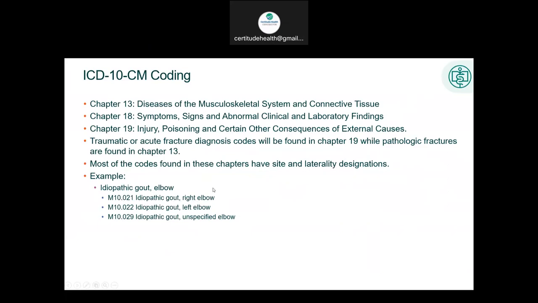So it was specified that it was a right. This next code, M10.022, is gout of the left elbow. And then M10.029 is gout unspecified elbow. So that means you only use unspecified if it mentions no place else, whether it was right or left. That way we're still able to code something. But if it's documented or mentioned in your question that it is right or left, then you would use one of those codes.